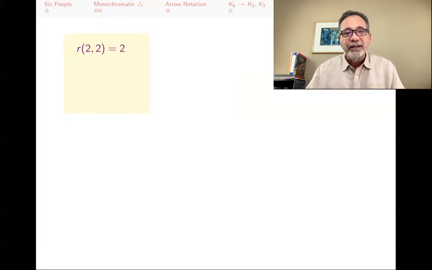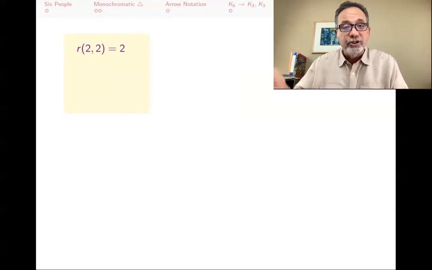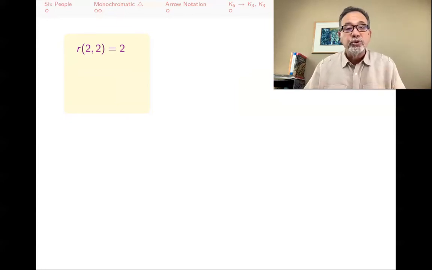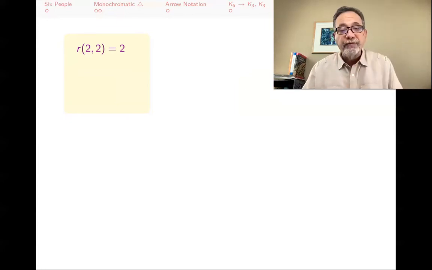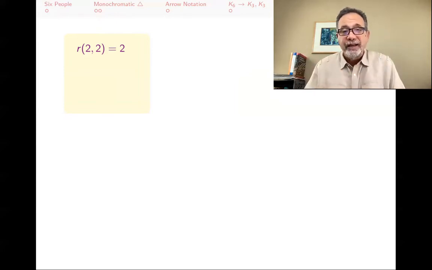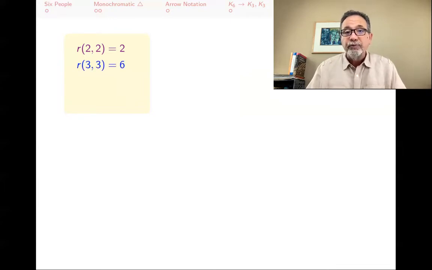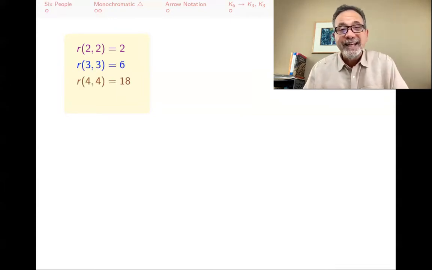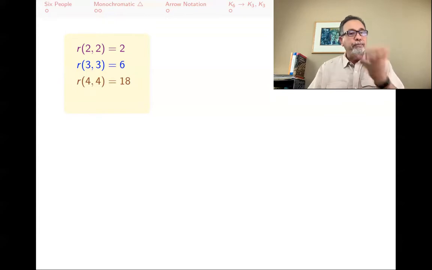I want to talk about something else now. R22 is 2. We said R2M is M, so R22 is 2. If you just want an edge, you just need 2 vertices, and you're either going to color it red or blue, and then you'll have a blue edge or a red edge. And R33 is 6. We proved that also. R44 is 18. We did not prove that, but I will prove that in a later video.